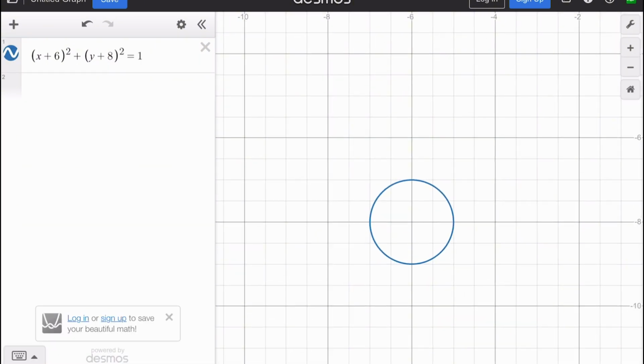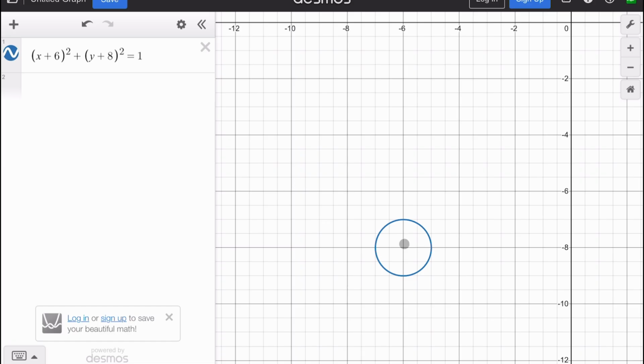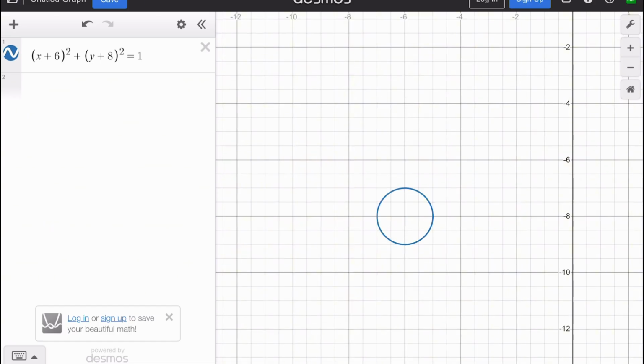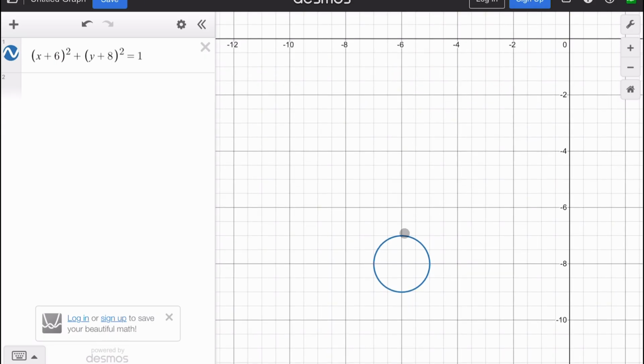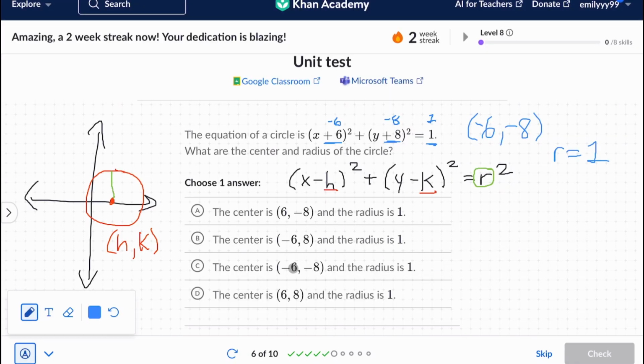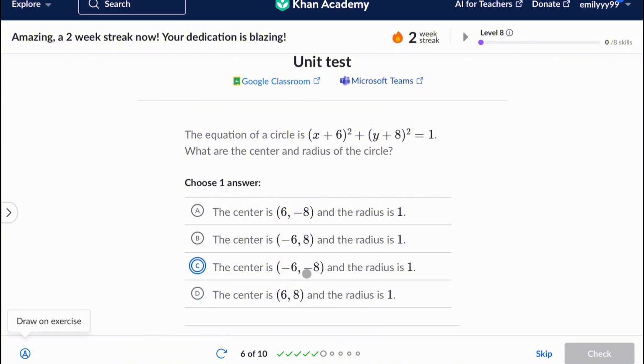Okay, here is the problem, and the center seems to be (-6, -8), yeah. And the radius is 1, yep, -6 to -5, that's 1. And so our answer should be C.